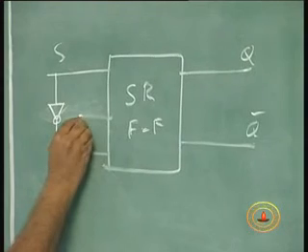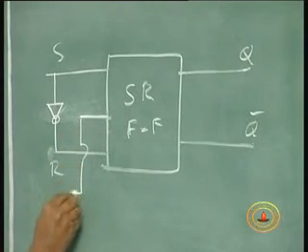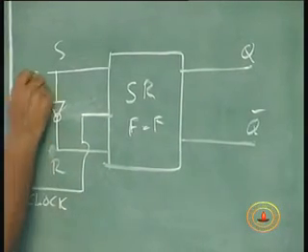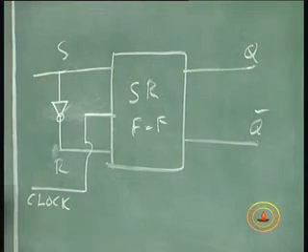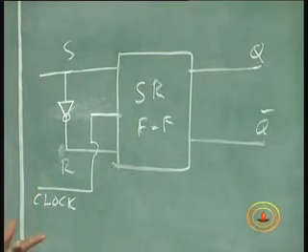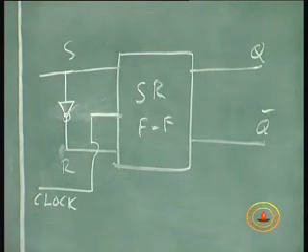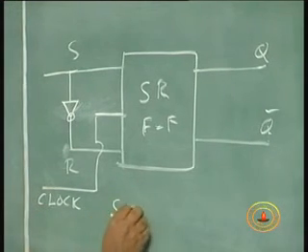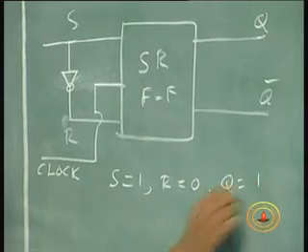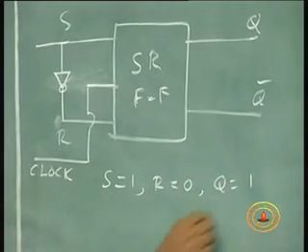such that R is always the complement of S, so I can either have 0 1 as the input or 1 0 as the input. So now if S is equal to 1, R becomes 0, so Q is 1, Q bar is equal to 0.